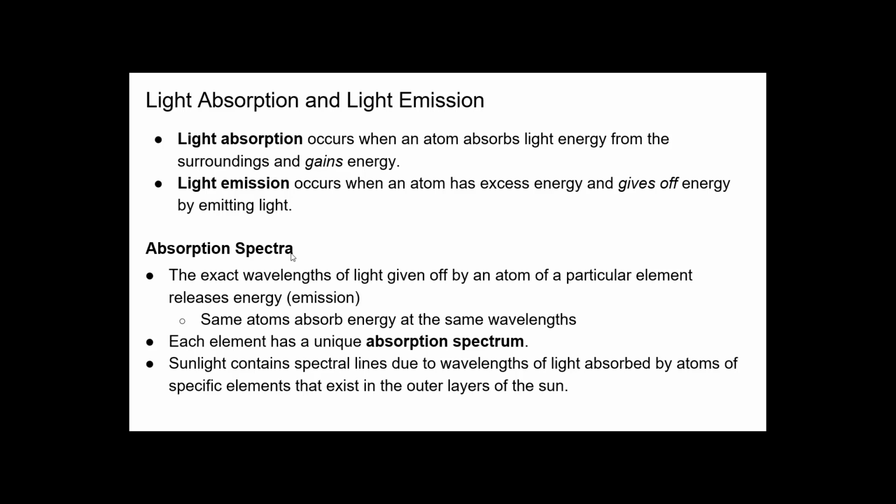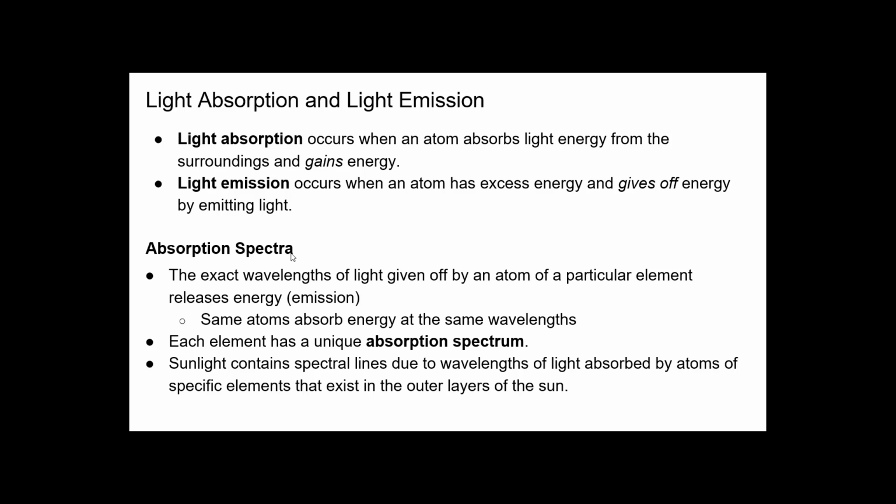An absorption spectra, which I kind of showed you the hydrogen one, is the exact wavelengths of light given off by an atom of a particular element as it releases energy. That's the emission. That's the same energy that it absorbed at the same wavelength. So each element has a unique absorption spectrum. This is the fingerprint. When they're trying to determine what an element is, they would use this because this fingerprint goes with strictly that element.